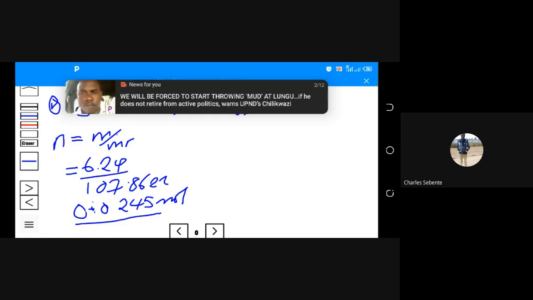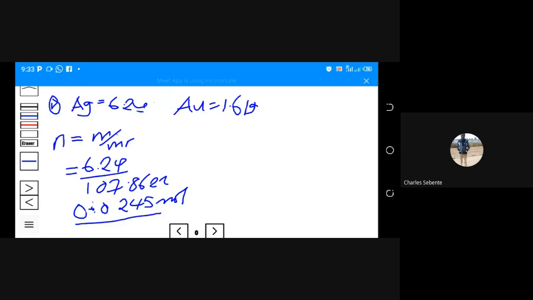And now what we're interested in is the number of charges. So you multiply 0.0245 times 1 Faraday.